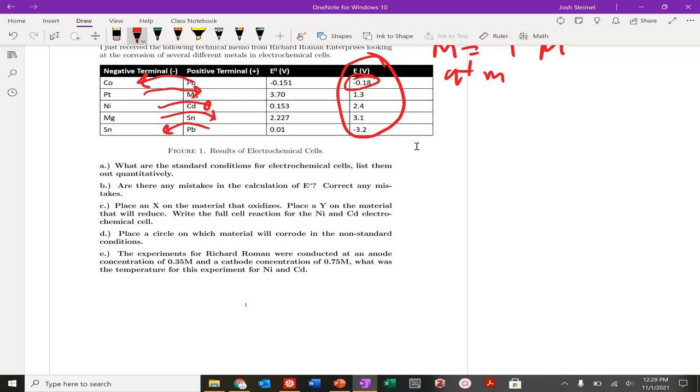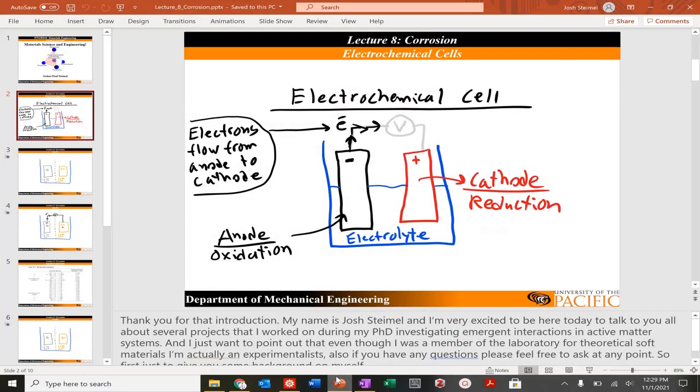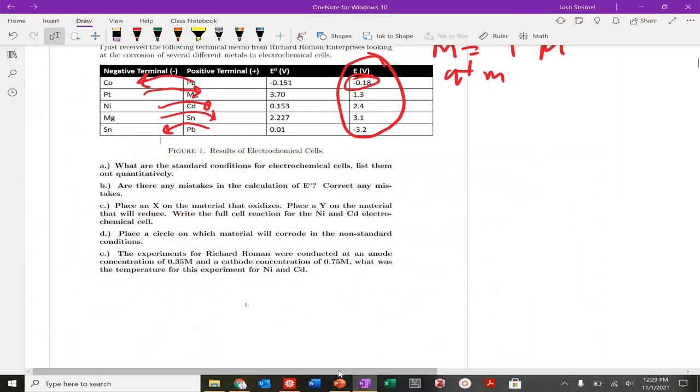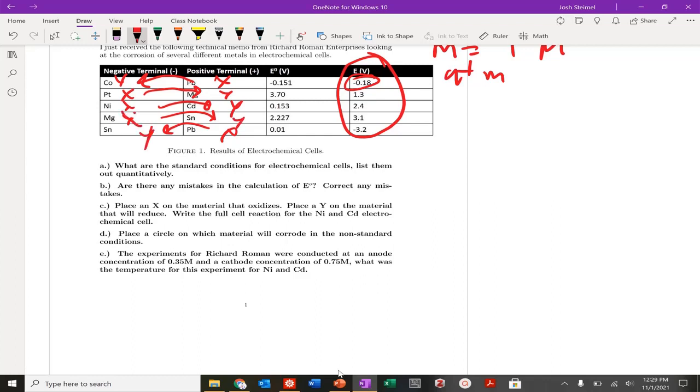So which material is oxidizing? The material that oxidizes is the one that gives away the electrons. So this one's oxidizing, X. Y is the material that will reduce, so that'd be the opposite. So we got that. Done.